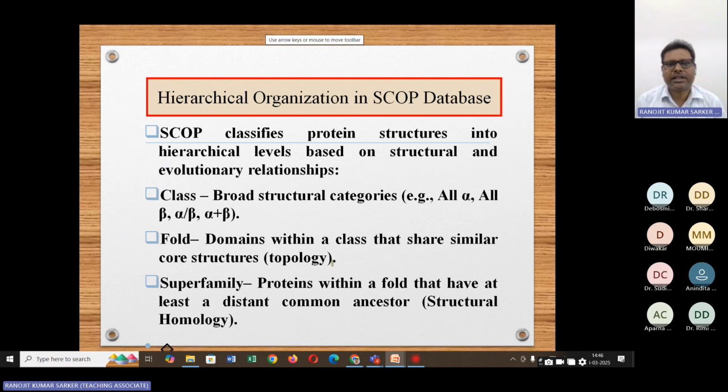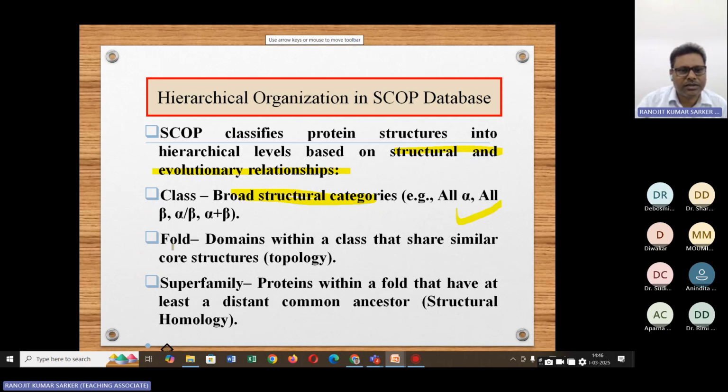So now you see that SCOP classifies protein structures into hierarchical levels based on structural and evolutionary relationships, right? We have just talked about this evolutionary relationship. And these classes have broader structural categories like all alpha, all beta, alpha/beta, and alpha plus beta. We will explain all these categories.